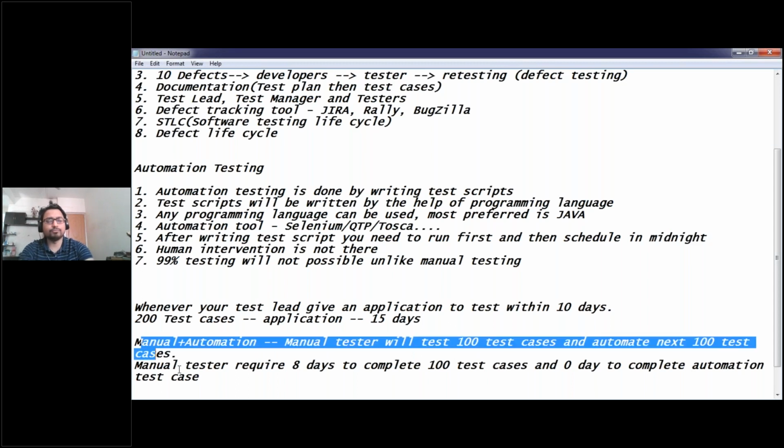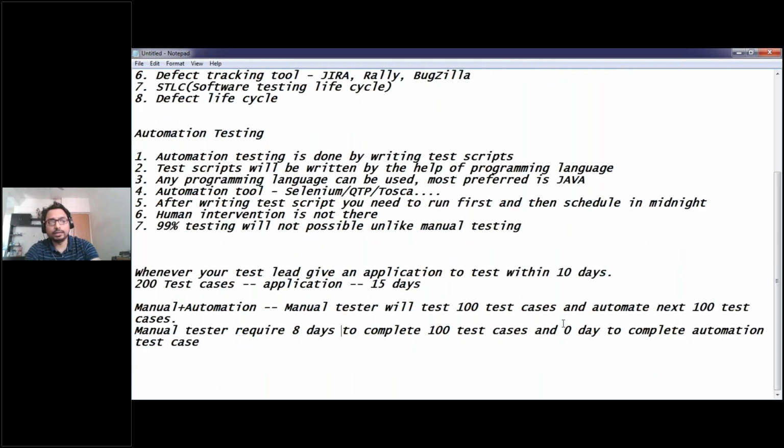If you have manual plus automation skill, then you will analyze which test cases can be automated and which test cases cannot be automated. After the course, you will get to know how to identify which test cases can be automated and which cannot.